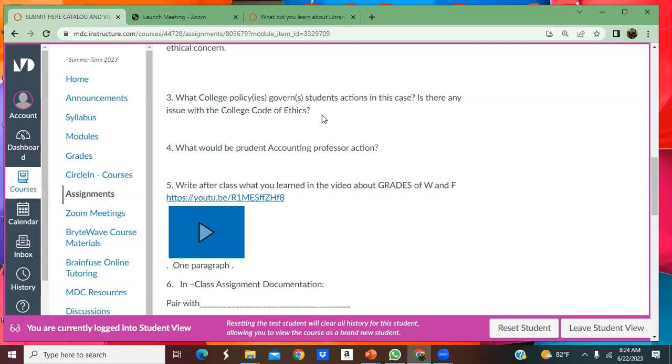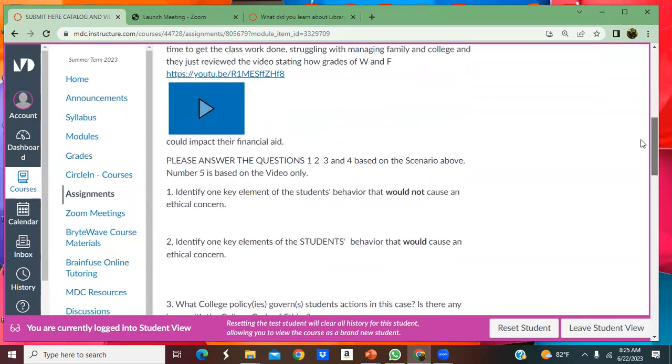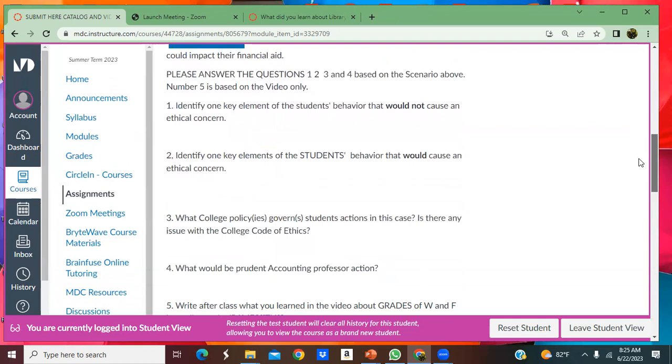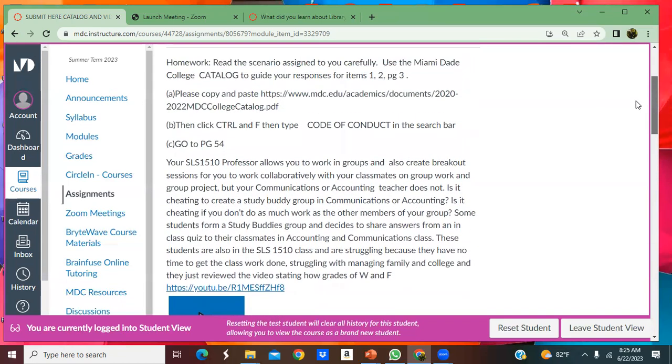Would it be A and B? Wait, wouldn't it be all 3? I need a name. A name of a policy. Which college policy governs students' actions? What's the name of the policy? Is it academic dishonesty? Very good, you can call it that. And what is the other one right here? Code of conduct. Yes, they call it code of conduct or academic policy. Okay, you can write that. So you should have two answers for each section.